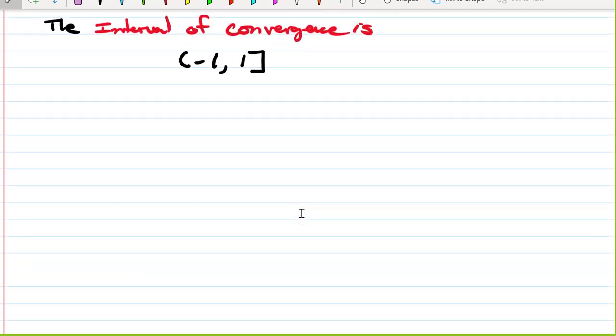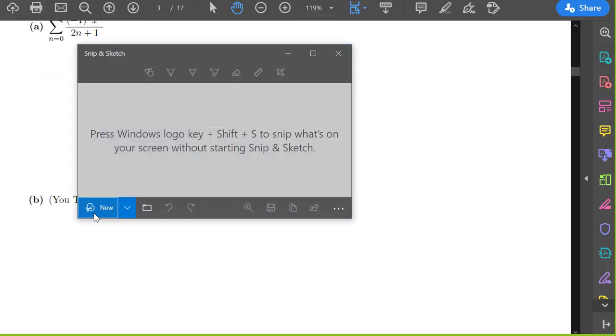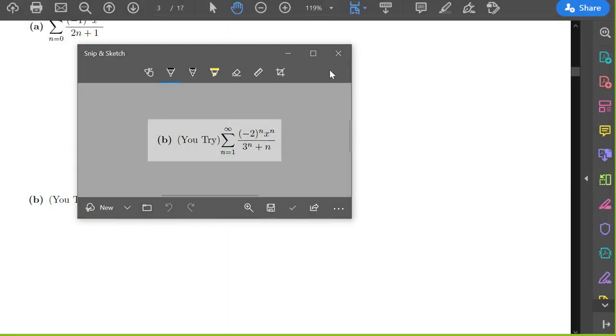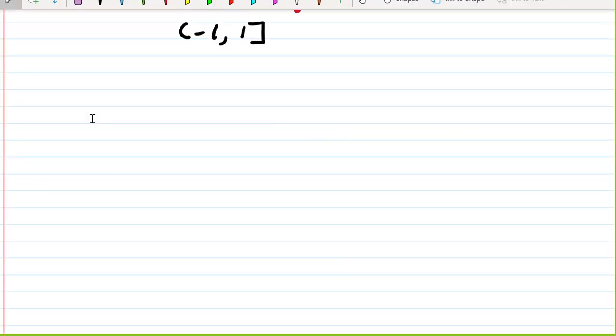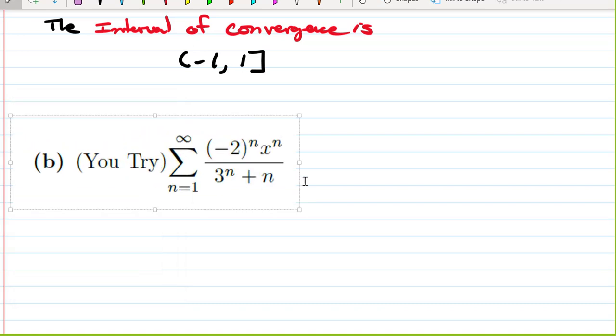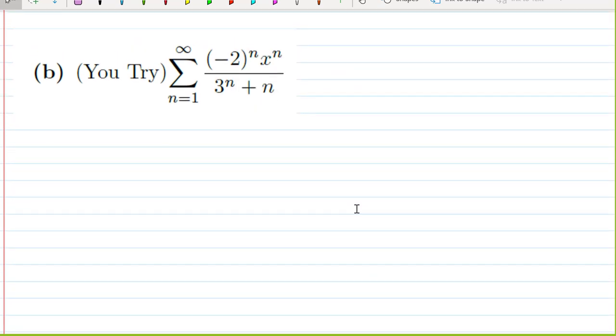All right. So now it is your turn. For your U-try, I would like you to do this problem, but I don't want you to check the endpoints. Just find the interval without the endpoints where this converges. And to give you a hint, I would try the ratio test again.